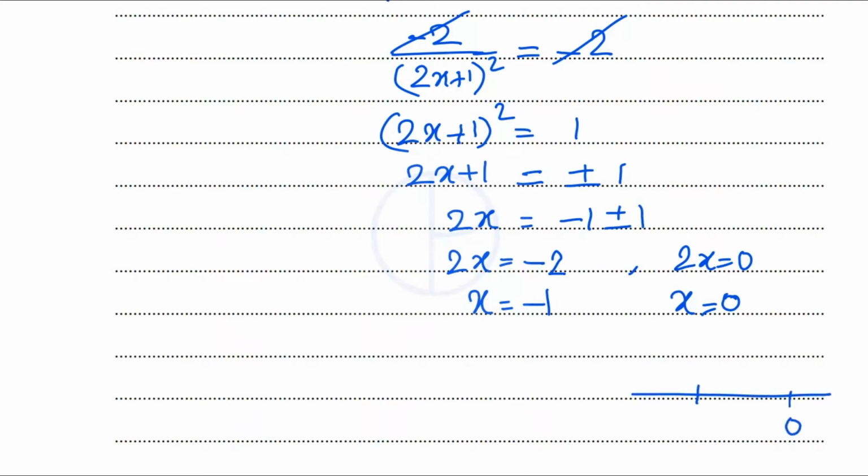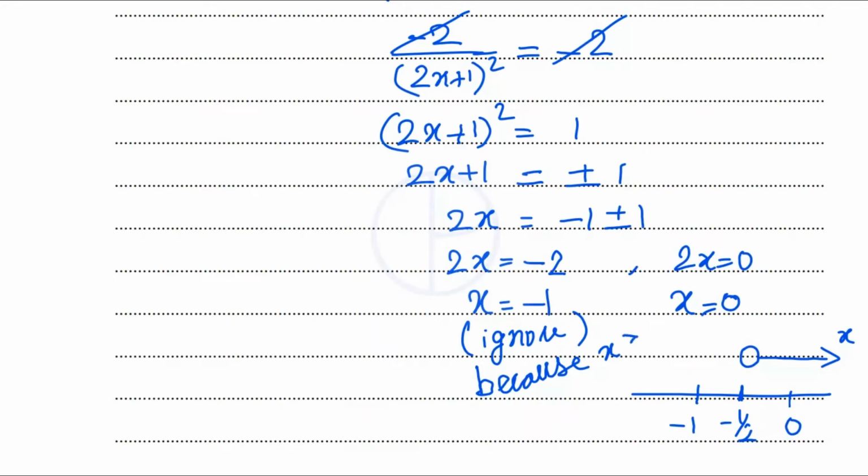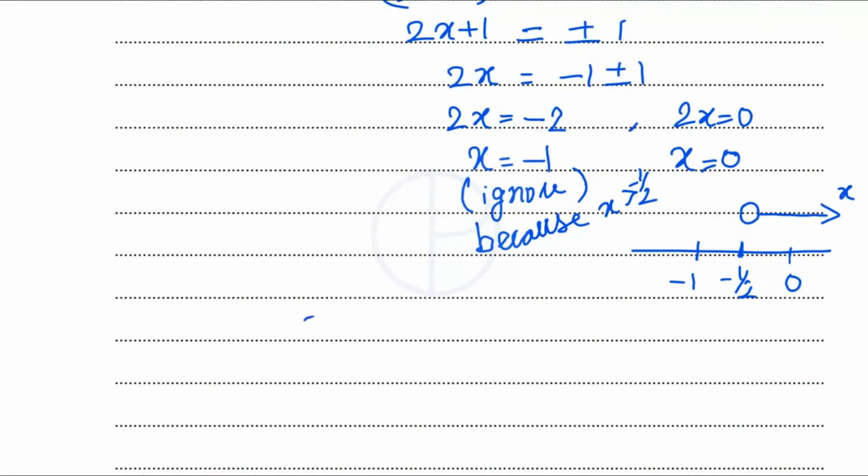If this is 0 and this is negative 1, negative 1 over 2 will be here. It's given x is greater than negative 1 over 2. So x cannot take the value negative 1, because x is greater than negative 1 over 2. So x equal to 0.